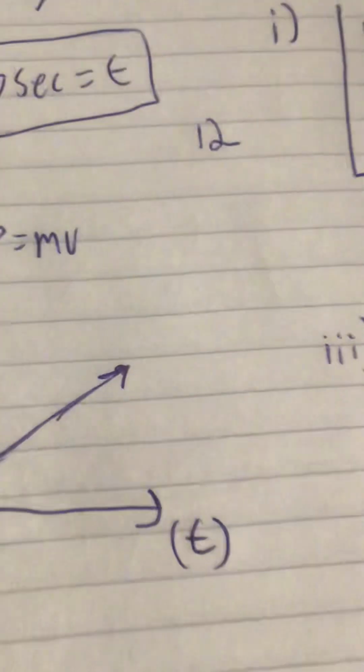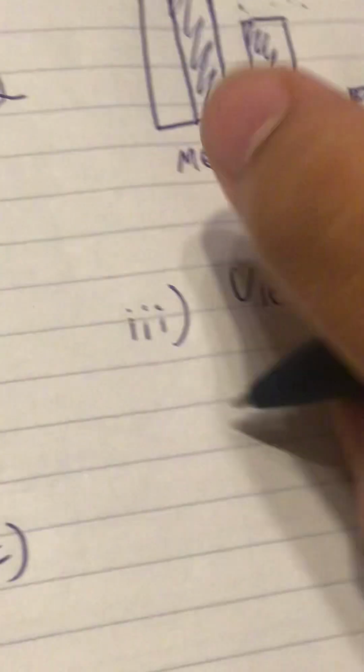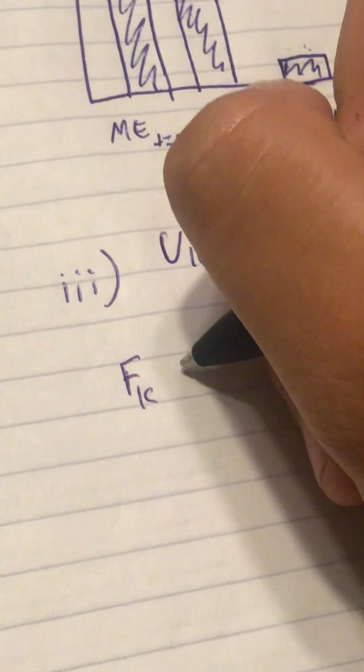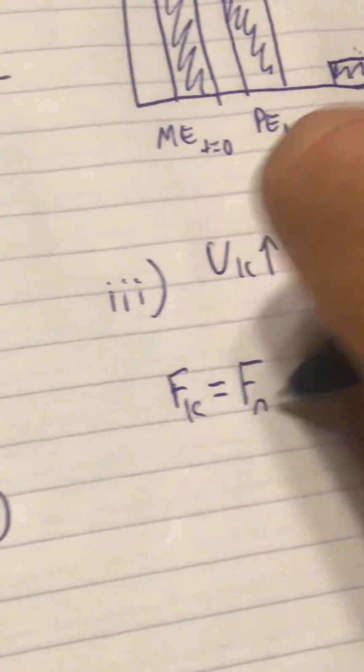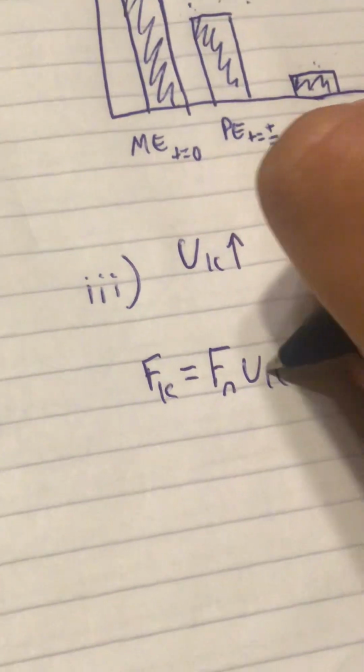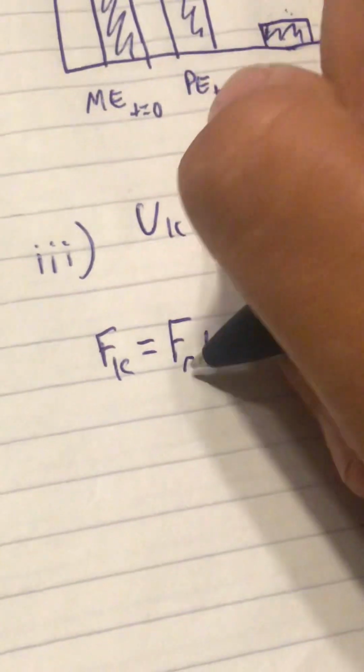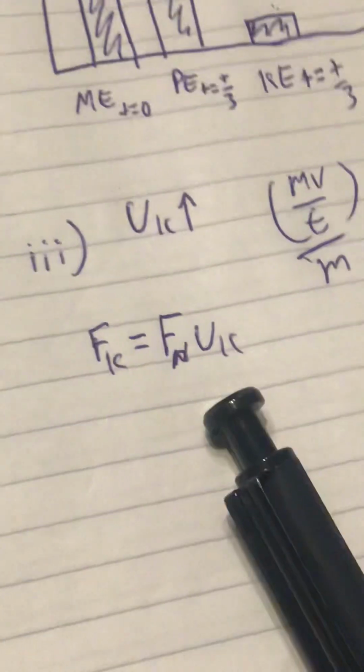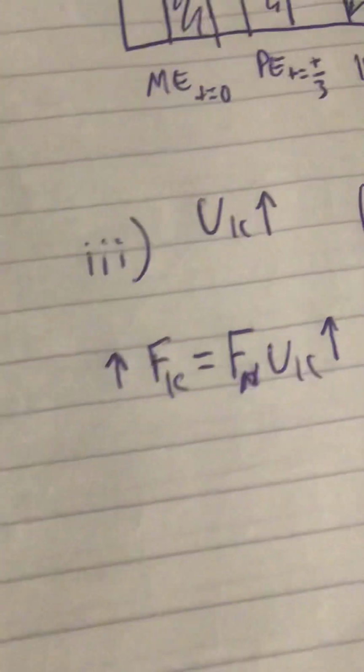So we know that if our mu k were to increase, then our force of friction would increase as well, because we know that force of kinetic friction is equal to the Fn multiplied by the mu k. So the bigger the mu k, as long as Fn stays the same, which it is in this scenario, we know that the force of kinetic friction will also increase in turn. So as mu k increases, Fk will also increase.